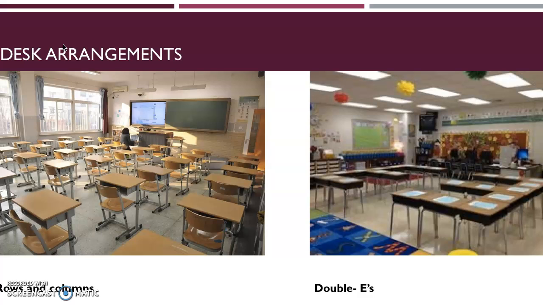For desks, I thought it'd be easier just to show a few examples and then just kind of explain them each. Rows and columns is the first one. I've seen this more typically in high schools when they're at the age level where they're having a lot more individual work. The pros of that would be individual test taking, and the fact that they can be arranged to group into pairs. It's definitely easy to do that. Double E's, I thought that one was interesting. They're already kind of spaced out to where they can turn around and work in groups.